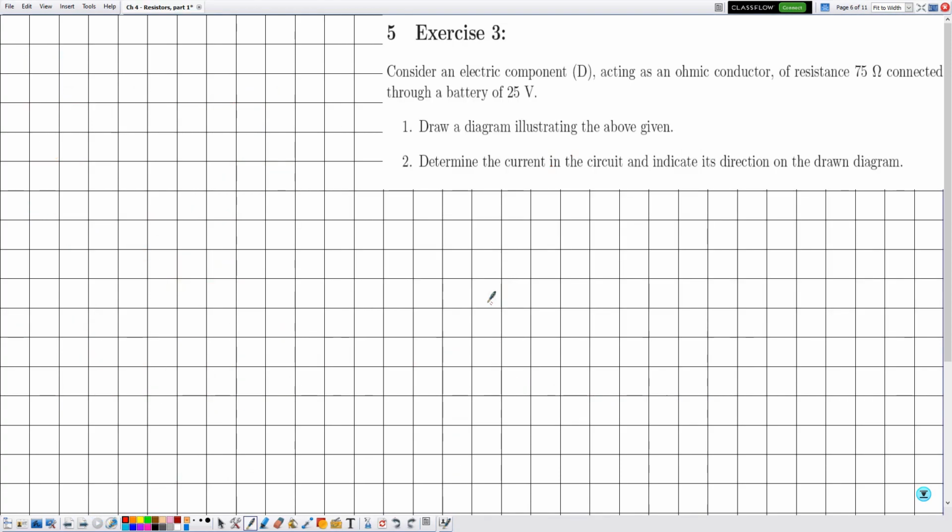Now, exercise number 3. They are telling me: consider an electric component D acting as an ohmic conductor of resistance 75 ohms. Then R is equal to 75 ohms. Connected through a battery of 25 volts. Number 1: draw a diagram illustrating the above given.